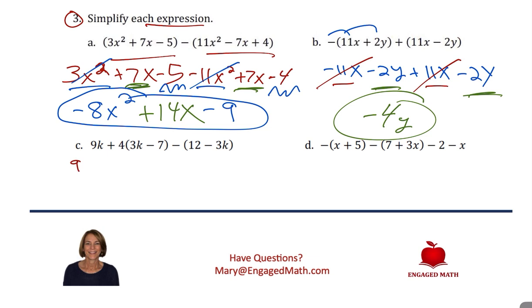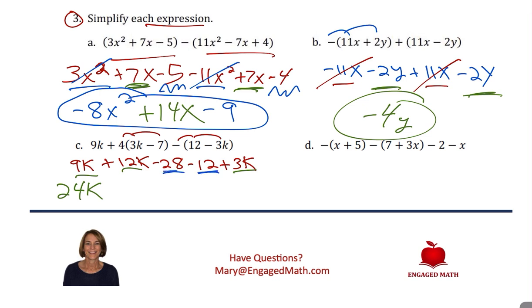All right, so we have 9k, and we are now distributing this 4 to both terms. So plus 12k minus 28. This negative is going to distribute, so minus 12 plus 3k. Time to combine our like terms. 9k and 3k and 12k. Wow, there's a lot of k's there, but we can add those all together. So we're basically going to get a total of 24k. So that's the green underlines our 24k. And then the only other thing we have is negative 28 and negative 12, minus 40. So 24k minus 40 is our final answer.